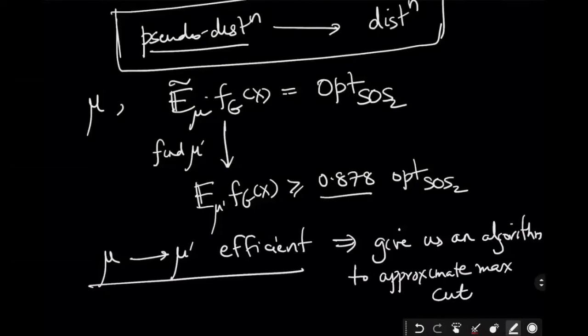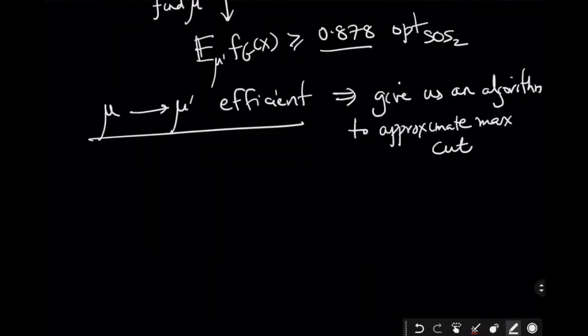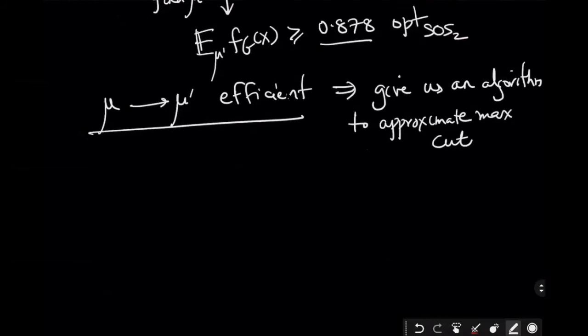Now remember, whenever you go to algorithms, you have to lose the slack. So we will not exactly find this 0.878 opt SOS2. Instead, we'll find a cut where the size of it is 0.878 times opt SOS2 minus epsilon. Okay, good. So hopefully that discussion places what's happening in theorem 2 in some context. Let's now go ahead and prove theorem 2.